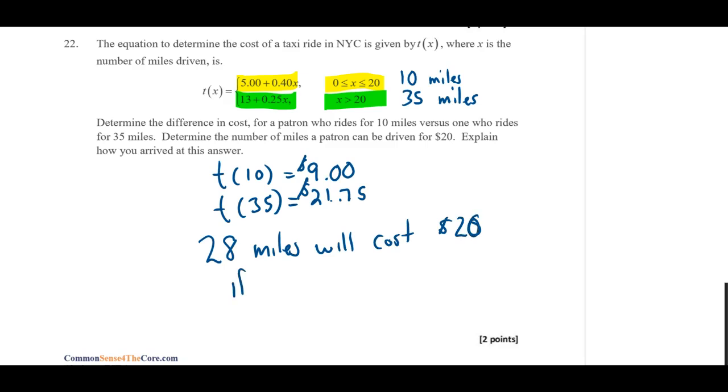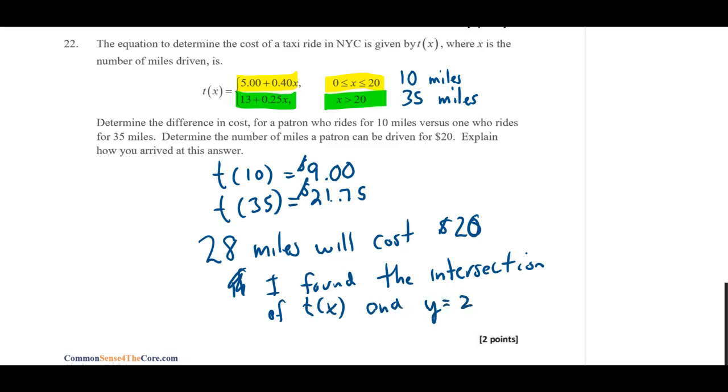And you could just say I found the intersection of T of x, which was the function that they gave you, and y equals 20.